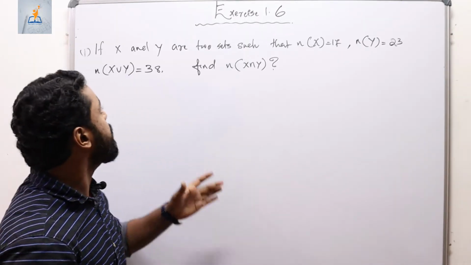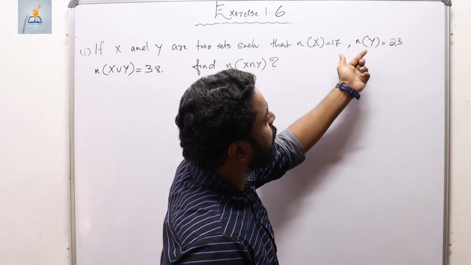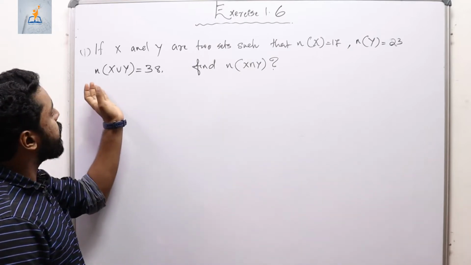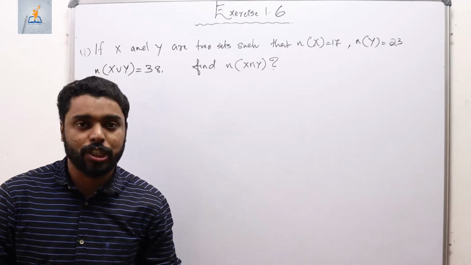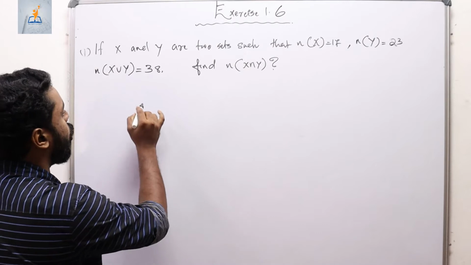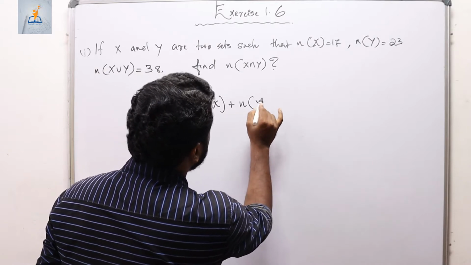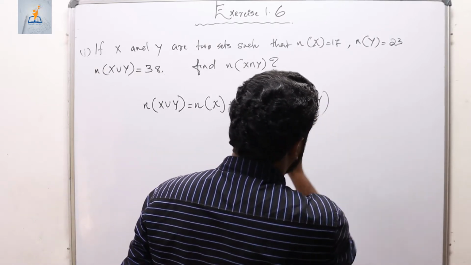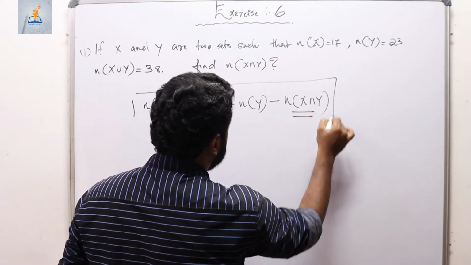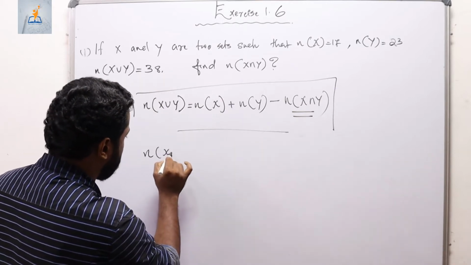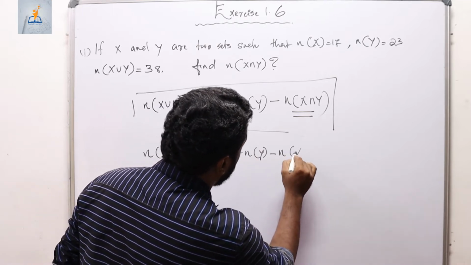So the first question is, if x and y are two sets such that n of x is equal to 17, n of y is equal to 23 and n of x union y is equal to 38, find the number of elements in x intersection y. We know the result: n of x union y is equal to n of x plus n of y minus n of x intersection y, isn't it? Now we shall find n of x intersection y from this result, which is equal to n of x plus n of y minus n of x union y.